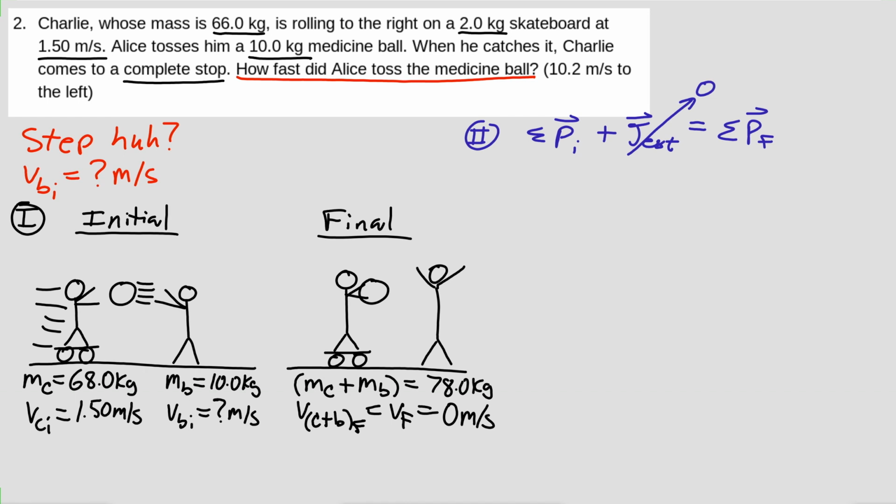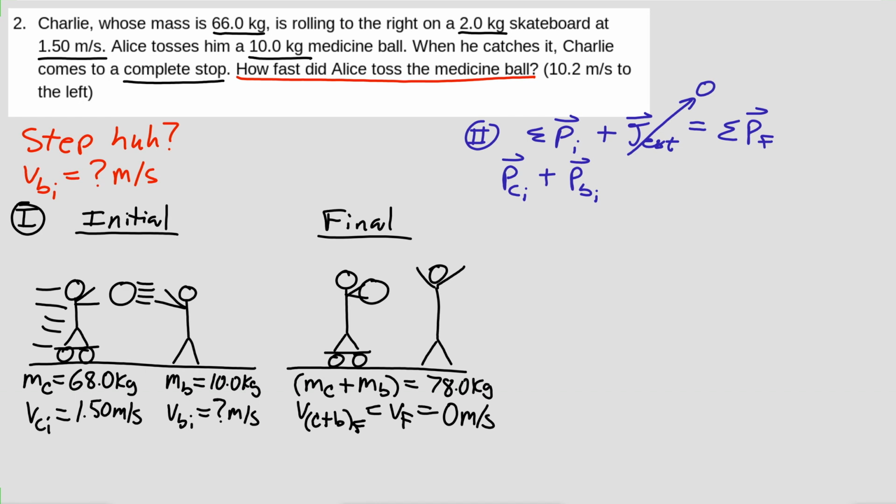So sigma p initial, the sum of the initial momentums. Look back at your initial sketch and just make a list of everything that might have momentum, put a hat on it, and plus it all together. So it seems like Charlie might have initial momentum. So p sub ci with a hat. And again, step 2, so everything is plus, everything wears a hat, plus the initial momentum of the ball. So p sub bi.